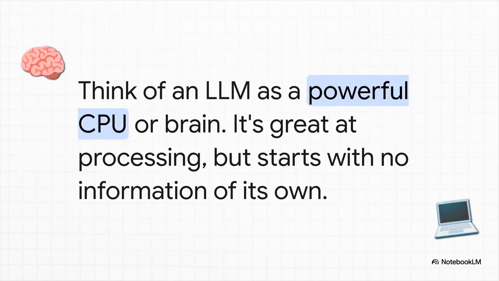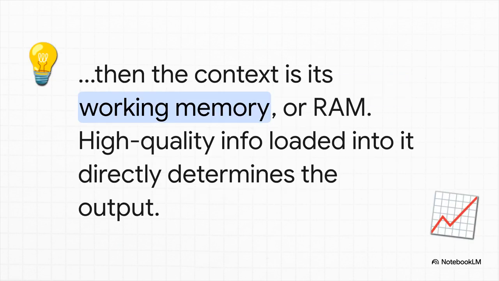Okay, to make this really stick, let's use an analogy. Imagine the large language model itself, your GPT-4, your Claude. Think of it as a super powerful CPU or a brain. It has this incredible capacity to reason and process things, but on its own, it's kind of like a blank slate. And that's where context comes in. The context is its working memory. It's the RAM. So the quality of the information you load into that RAM directly dictates the quality of what comes out. You know the saying, garbage in, garbage out? But if you put high-quality, super relevant info in, well, that's when you get that magic.